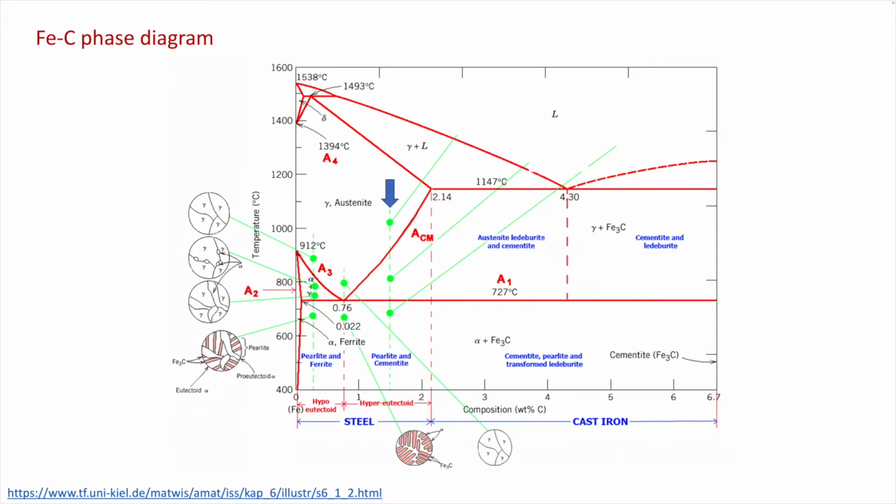The third composition is carbon-rich, so it's on the right of the eutectic point. Again, at high temperature, we have the austenite. When you decrease the temperature, since the overall composition is carbon-rich, cementite will first form at the austenite grain boundaries.